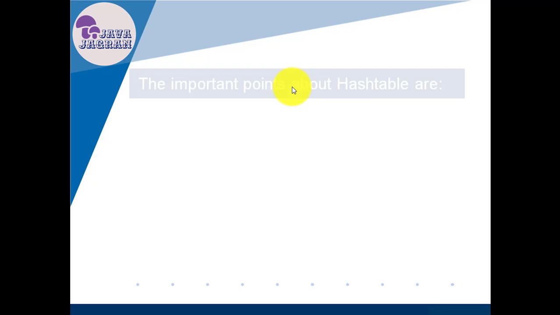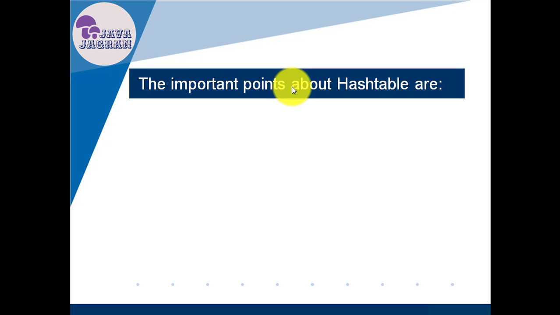First of all, I'm going to talk about some important points about the hash table. The first thing is that it stores the data in the form of key and value pairs. Unlike the collection framework, if you see the hierarchy of the collection series, the hash table is different from the collection. It's coming into the map series, so it's not related to the collection hierarchy.